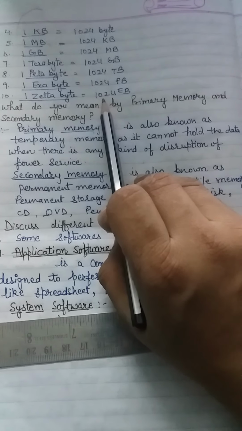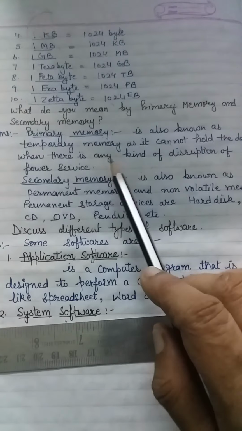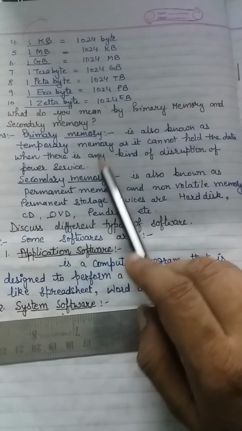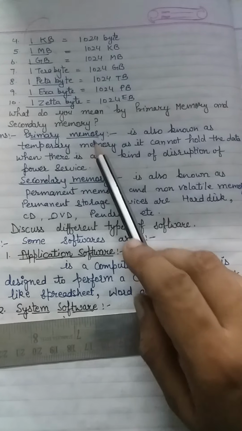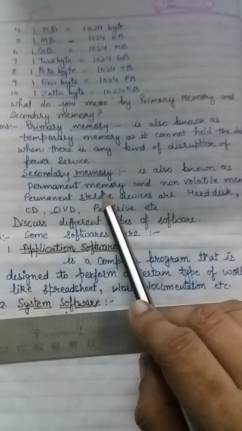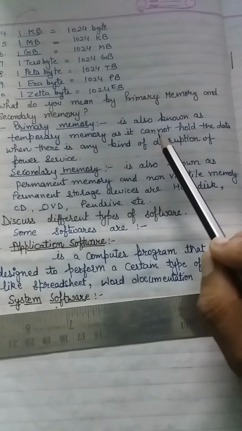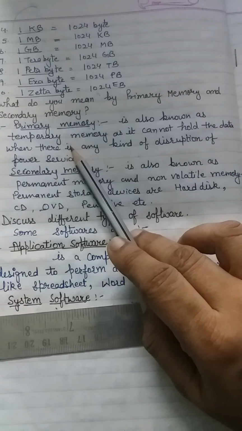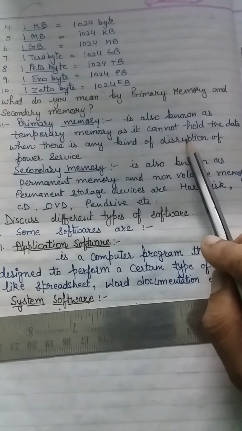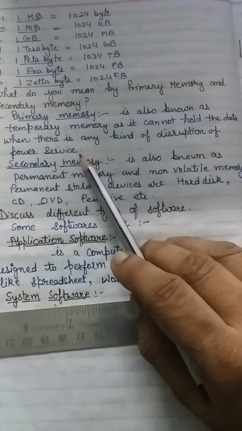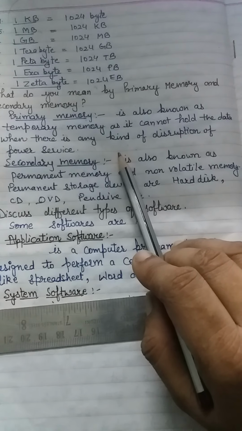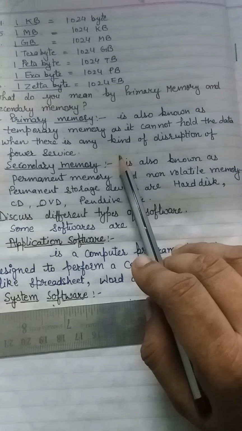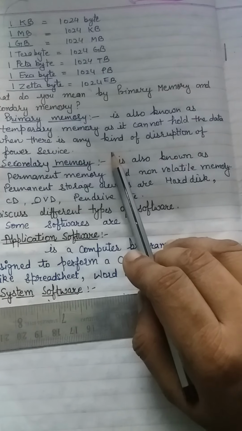And then, in another earlier topic, we already discussed what is the primary memory and what is the secondary memory. Primary memory, again we have explained today, is a temporary memory. It is also known as temporary memory. It cannot hold the data when there is any kind of disturbance in the power supply. Data is lost, as in RAM.